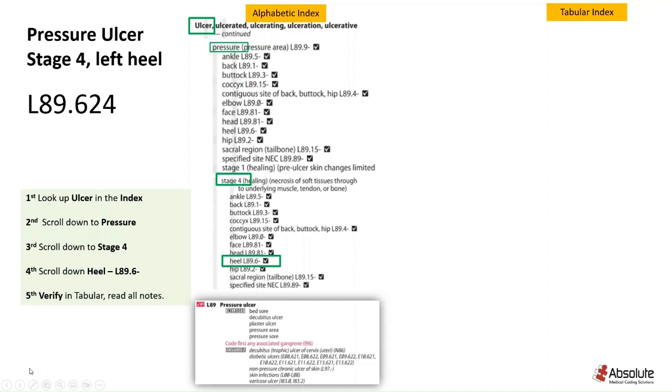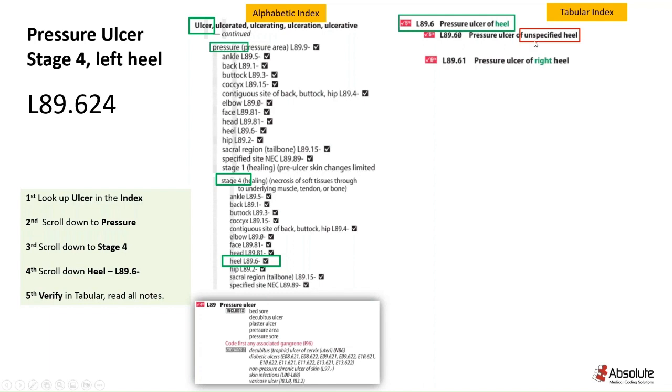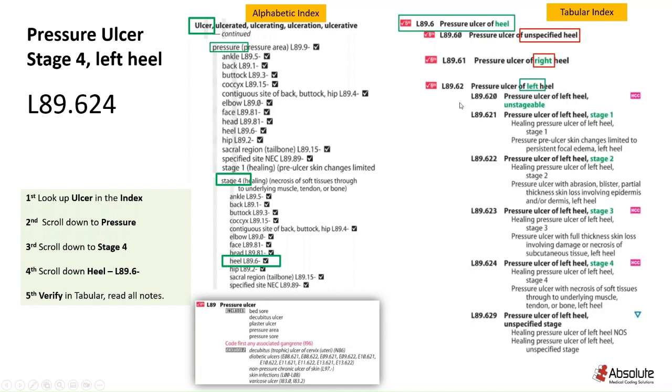We've got our check mark that's telling us, hey, head on over to that tabular list so we can verify some things. So indeed, we do that, and we get over here to the L89 category for pressure ulcer. We move down to L89.6, pressure ulcer of heel, and we need some additional digits. We have L89.60, pressure ulcer of unspecified heel, and we move here to L89.61, pressure ulcer of right heel, and then we continue on to L89.62, pressure ulcer of left heel, and it tells us, hey, keep moving.